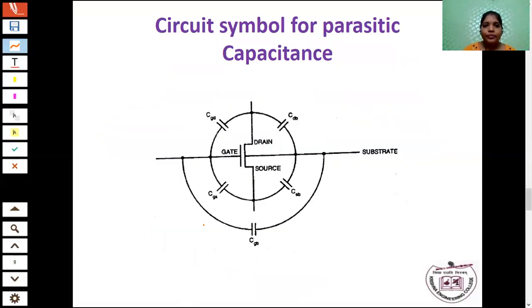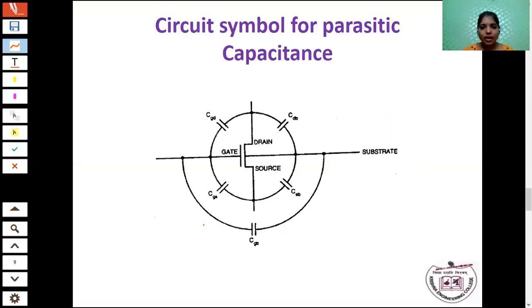Okay. So next one is how we are going to measure the capacitance of the MOS transistor. You know that the CMOS transistor has four terminals, such as gate, drain, source and body, where the body is taken from the substrate.